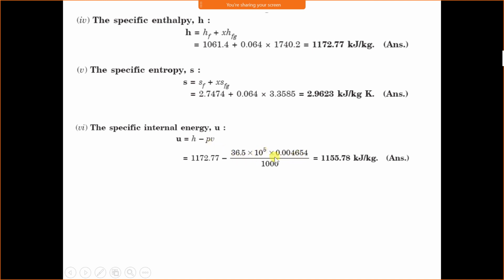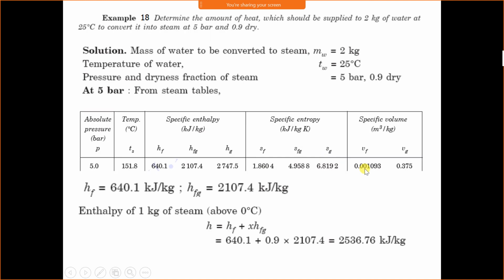Now we are dividing it by 1000 because enthalpy is in kilojoule and this is in joule only. Multiplication of pressure into volume is coming into joule. We are dividing it by 1000 to convert into kilojoule. This is kilojoule per kg and this is joule per kg. Therefore, the unit will get equalized and it is coming to be 1155.78 kilojoule per kg. Okay. This problem will be solved in the next class.